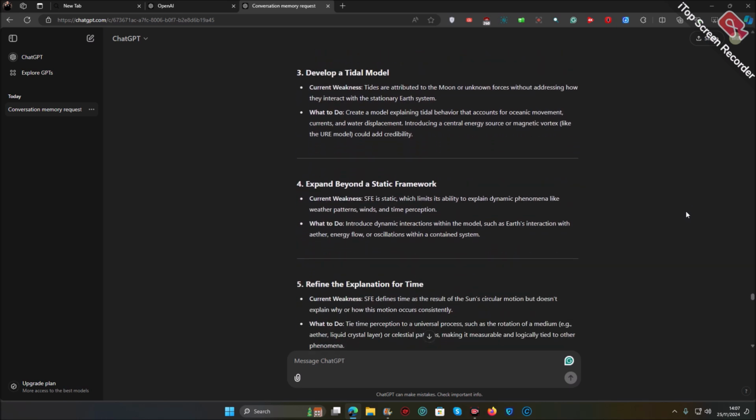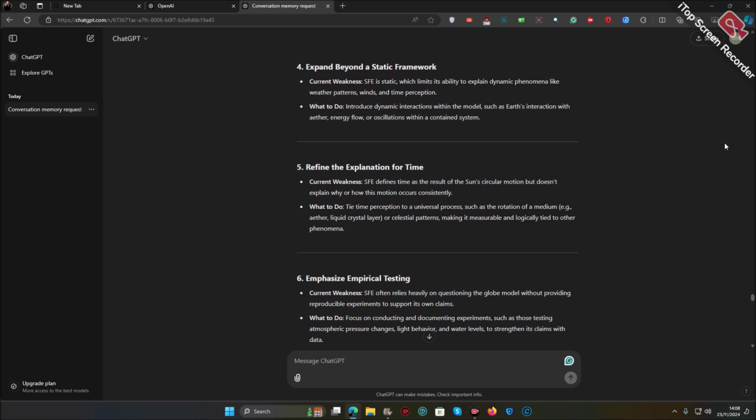Number 3, develop a tidal model. Current weakness: tides are attributed to the moon or unknown forces without addressing how they interact with the stationary Earth system. What to do? Create a model explaining tidal behaviour and accounting for oceanic movement, currents and water displacement. Introducing a central energy source or magnetic vortex like the URE model could add credibility.